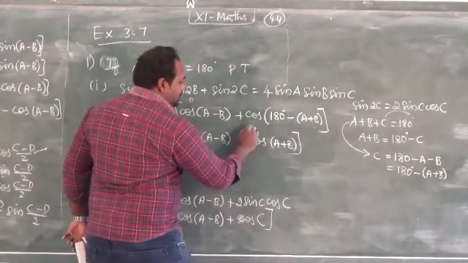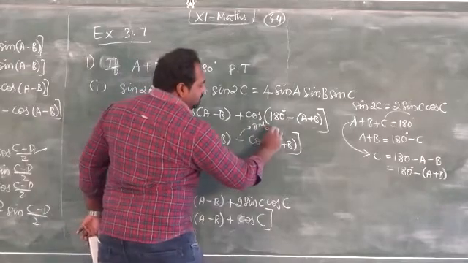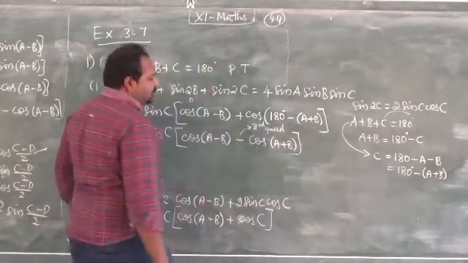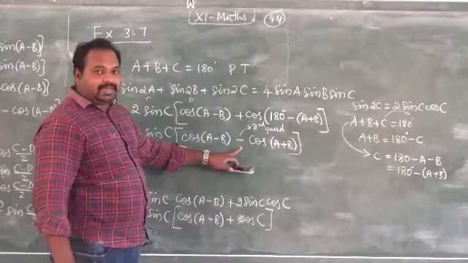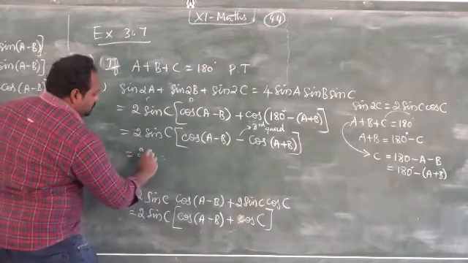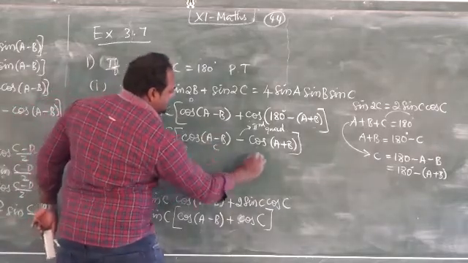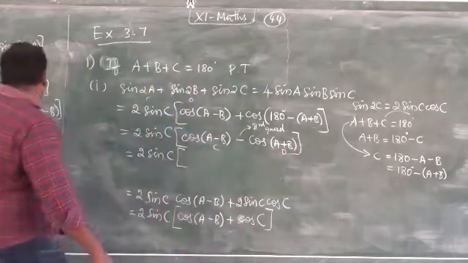The minus, you can write any hint. Second quadrant, it's become a negative. Okay. Now 2 sin C. Once again, I am going to use cos C and cos D identity.